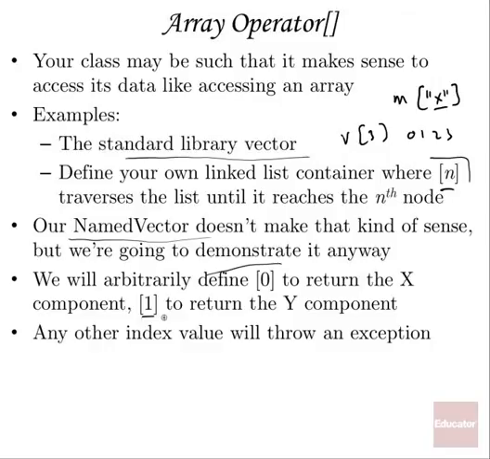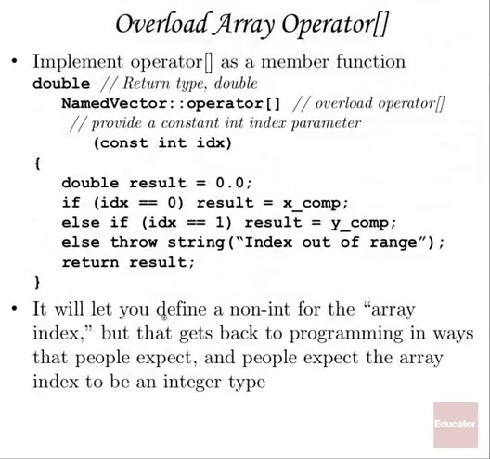So here we are overloading that operator now. So our return type is double, because the X component and the Y component are both double. And here's the ownership, the namespace, the operator, the name of the function operator with the square brackets. We have to have both square brackets. And we'll give it an integer index.